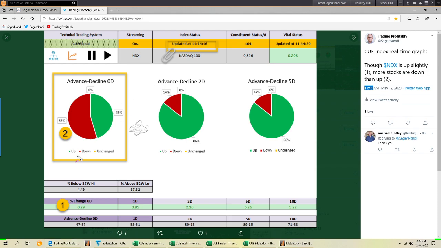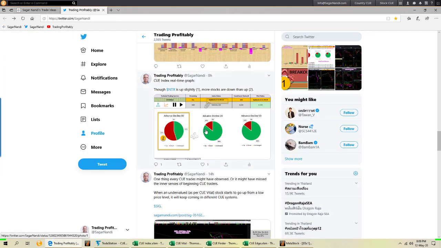At that time, this is an analysis of NDX, the Nasdaq index using Q index. At that time, the NDX was up by 0.29%. However, you can see 55% of the stocks were actually down. Therefore, the market breadth was bearish, though price-wise NDX was up. I observed that and I tweeted about that.